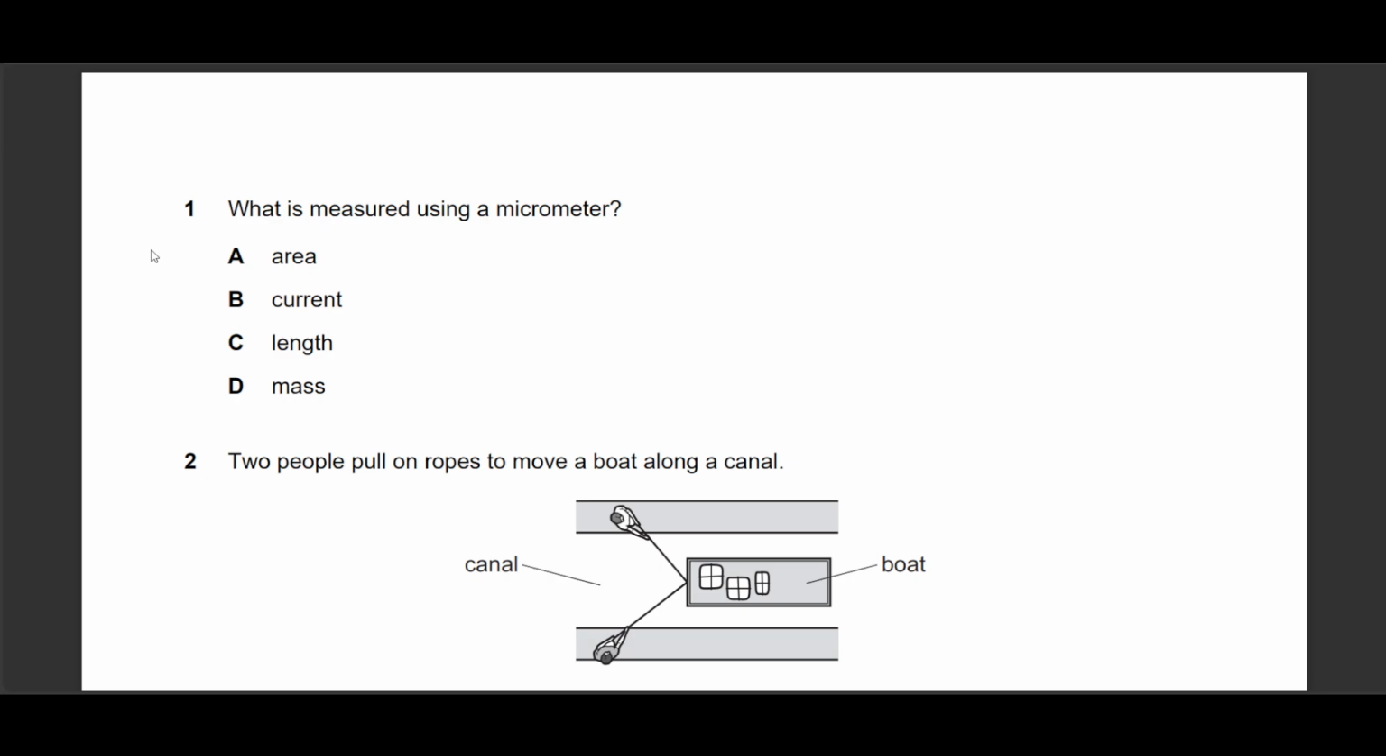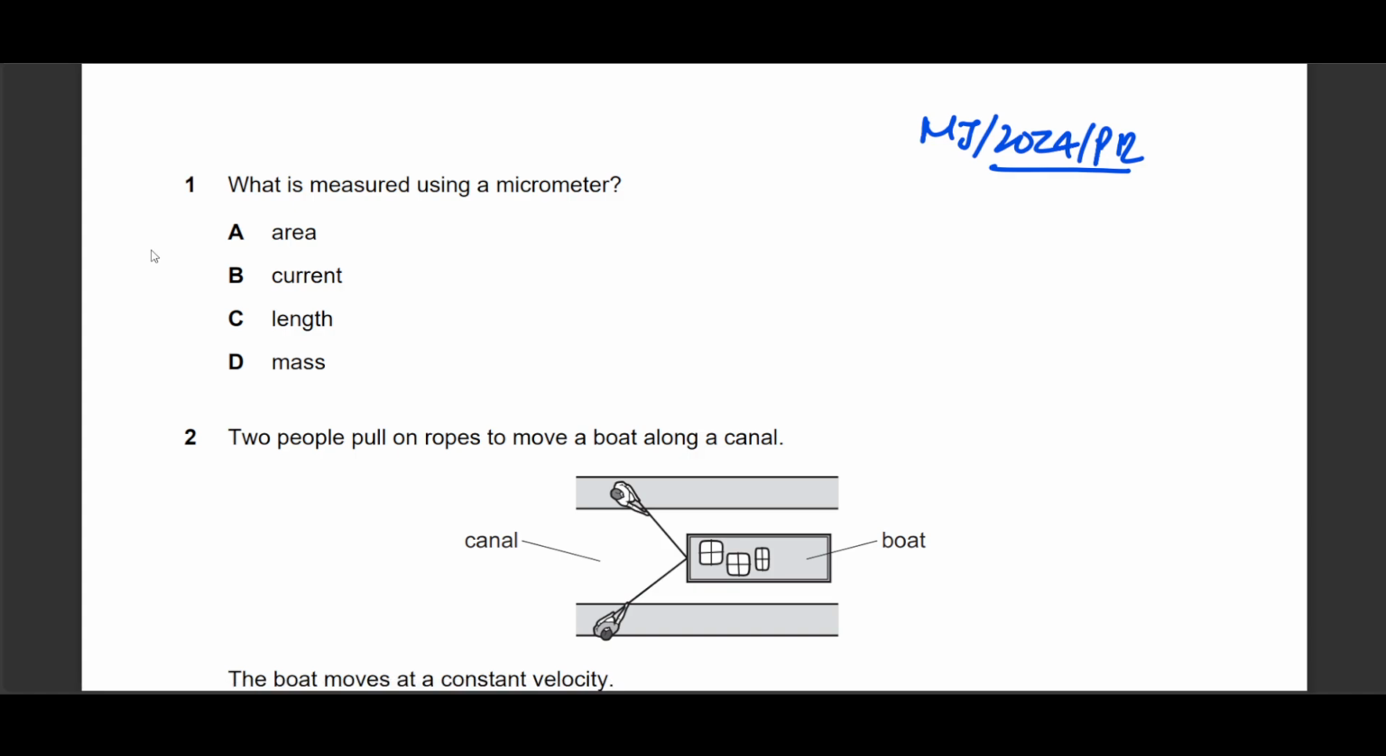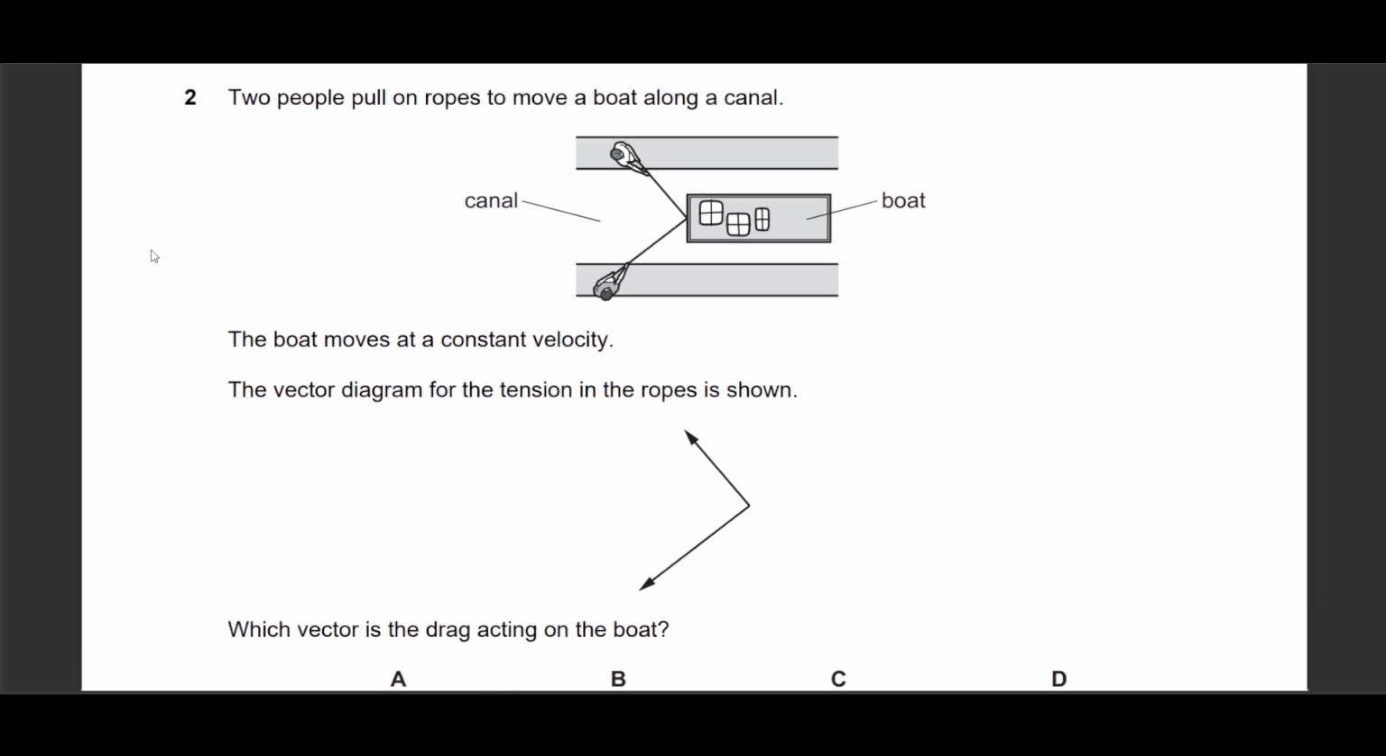This is May-June 2024, P12. The first question suggests what the micrometer can be used for. So micrometer is a device for length. That is a pretty straightforward question. Moving on to the next part, question number 2.